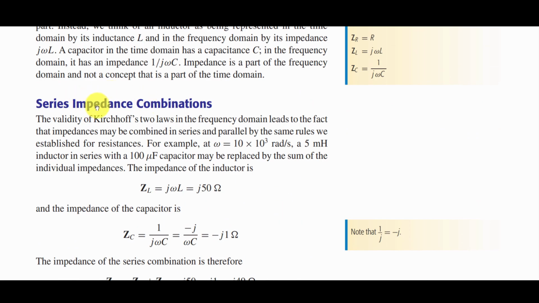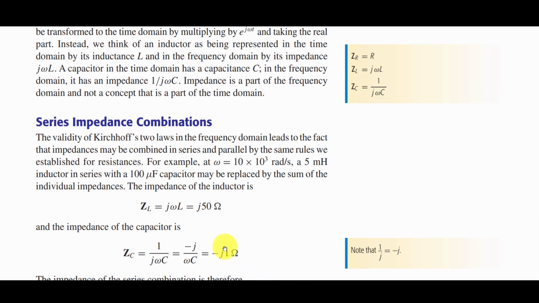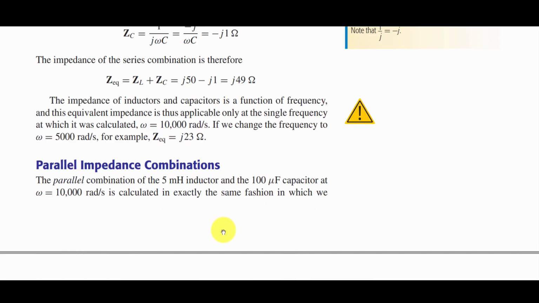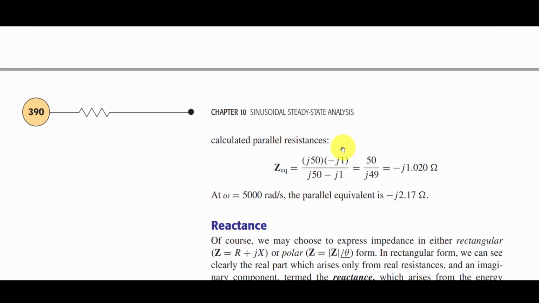Okay, so if we have series impedance combinations, because impedance is purely a frequency domain concept, if you have multiple impedances in series, you can just add them together, no matter what the sign is, because 1 over j is minus j. And if you have a parallel impedance combination, we can use the very same formula of R1 R2 divided by R1 plus R2 as Z1 Z2 divided by Z1 plus Z2.